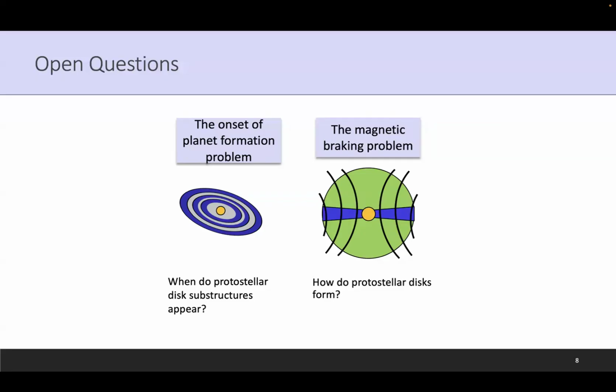So I'm very interested in studying the protoplanetary disk, which is the environment forming these exoplanets. I will focus on two open questions. The first one is to look at protostellar disks and see when protostellar disk substructures appear, to pinpoint the onset of planet formation. And the other question is the magnetic braking problem, to see how protostellar disks form.